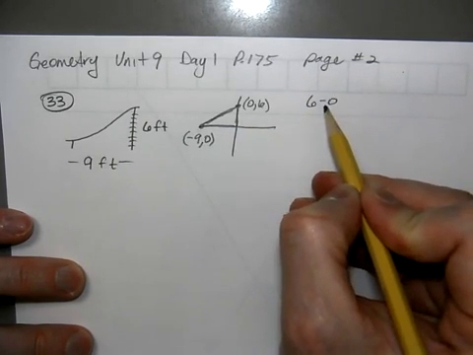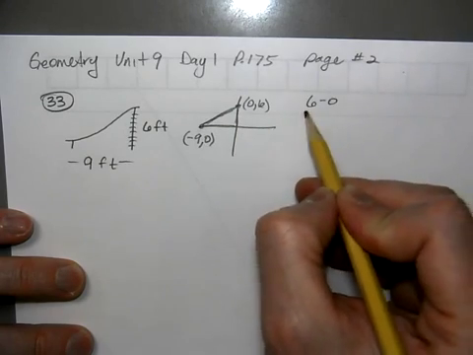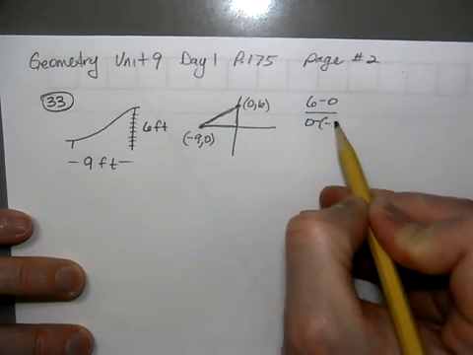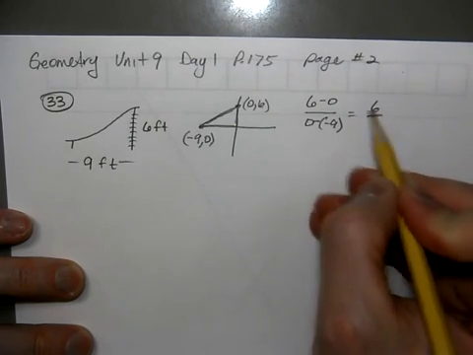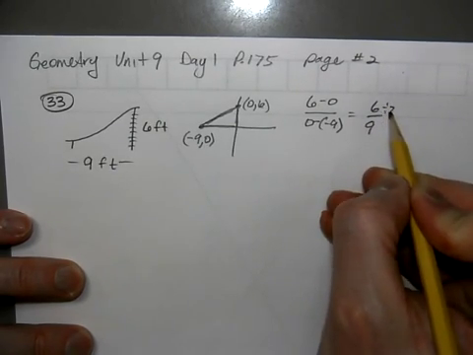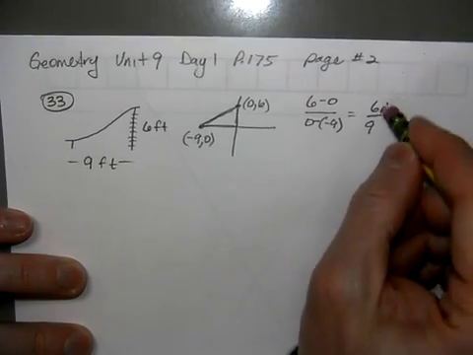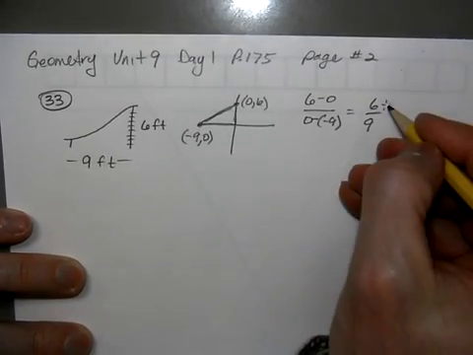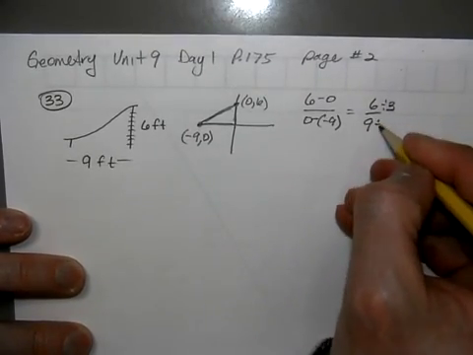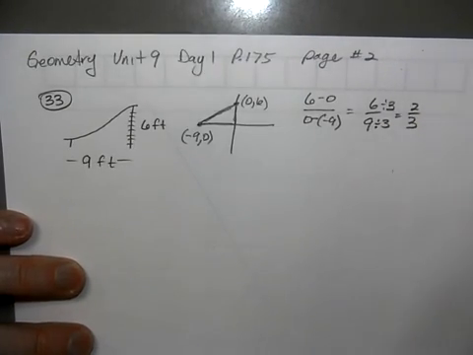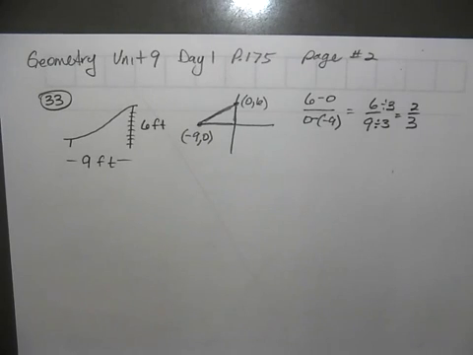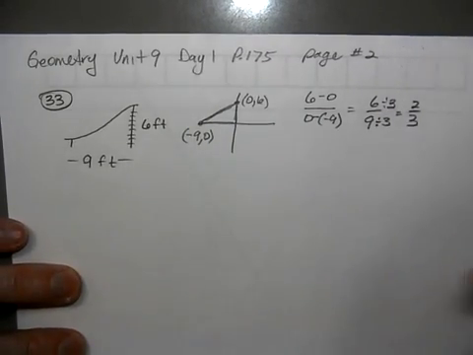6 minus 0, those are your y values. 0 minus a negative 9, those are your x values. So 6 over a positive 9. The number that goes into both of these is 3. So we have a slope of 2/3, and we find out that this is a positive slope.